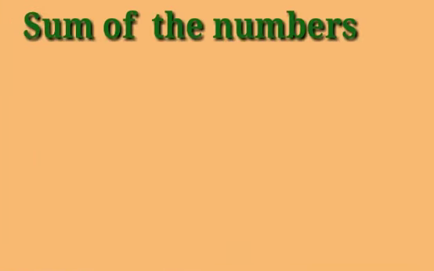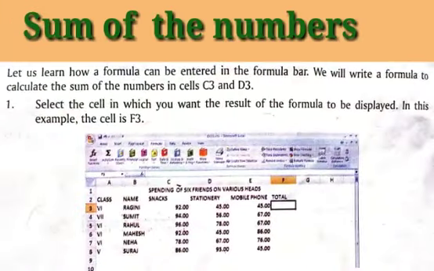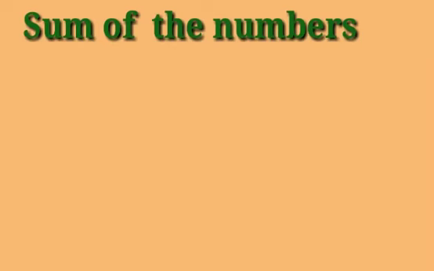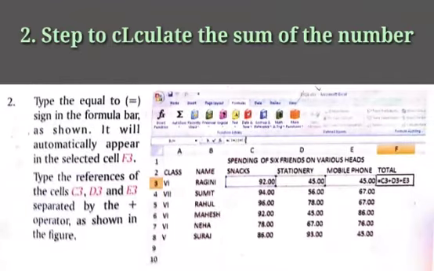Children, look at this table. We are going to write a formula to calculate the sum of the numbers in cell C3 and D3. First, select the cell in which you want the result of the formula to be displayed. For example, the cell is F3. Children, see the next step to calculate the sum of the numbers.